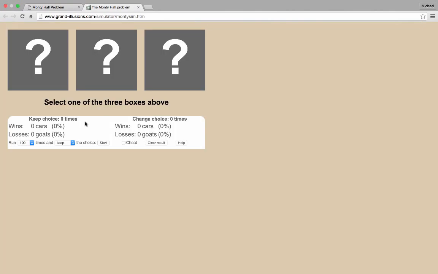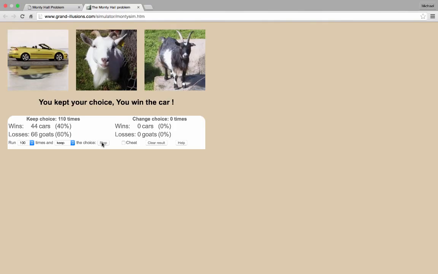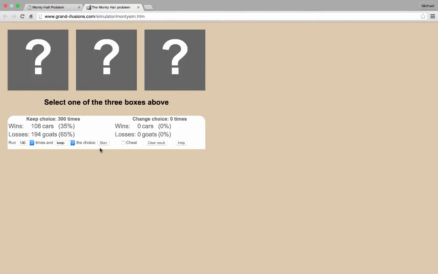Our last simulation is going to be on this website that lets us run the experiment 100 times, or perhaps even 1,000 times. Let's go with 100, and see what happens when we stay with our original choice, that is, keep the original choice. Let's see what happens there. Many more losses than wins, many more goats than cars. Let's do that some more.